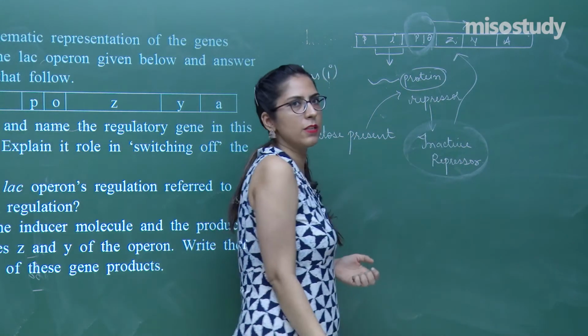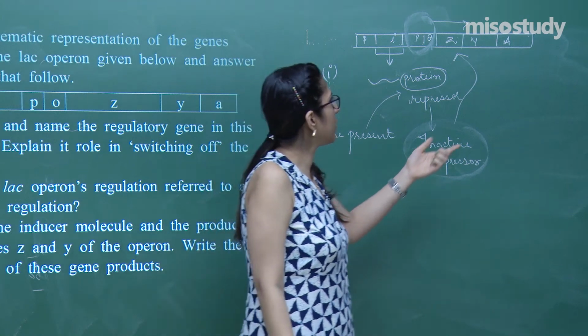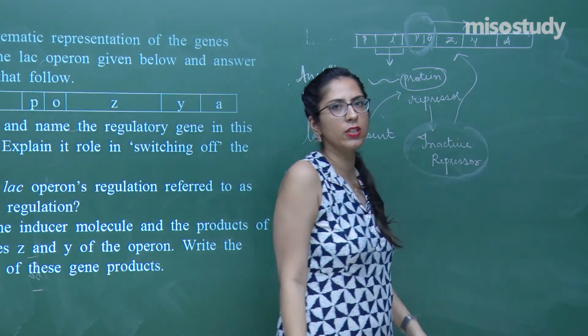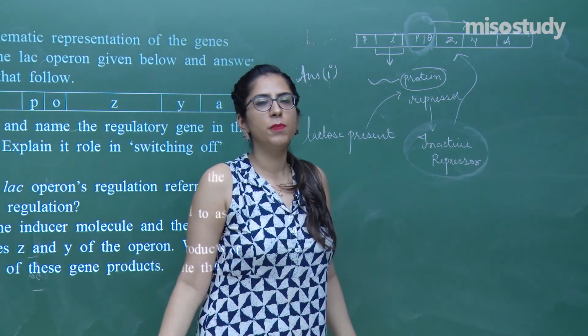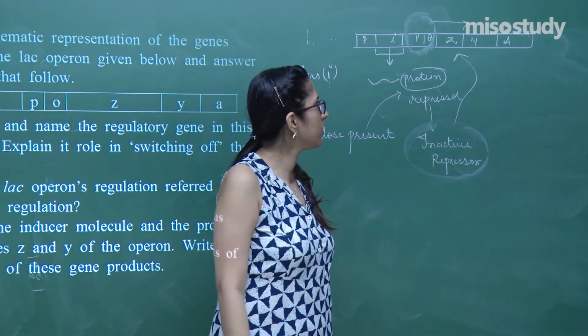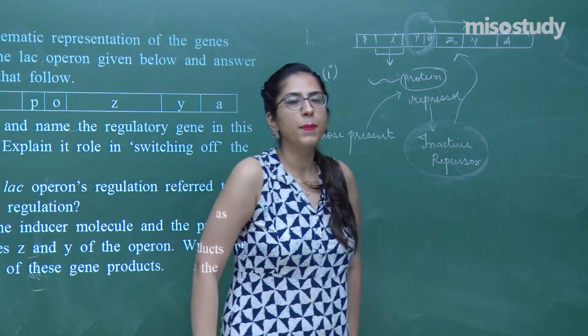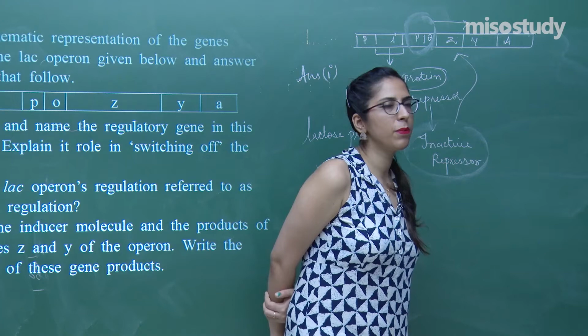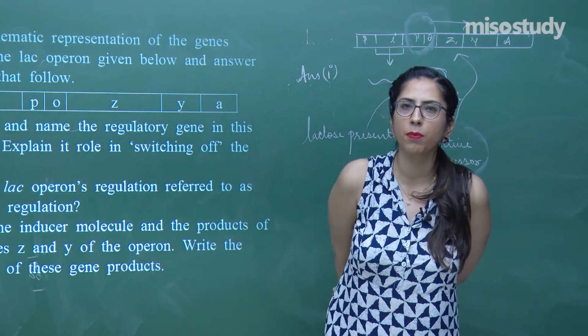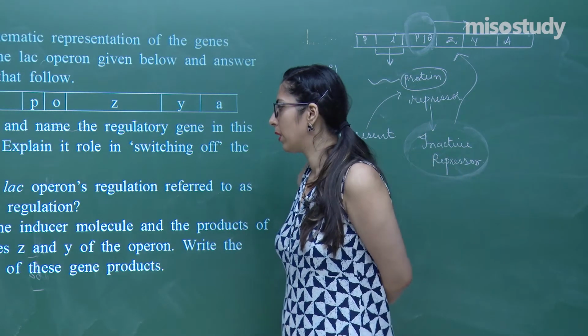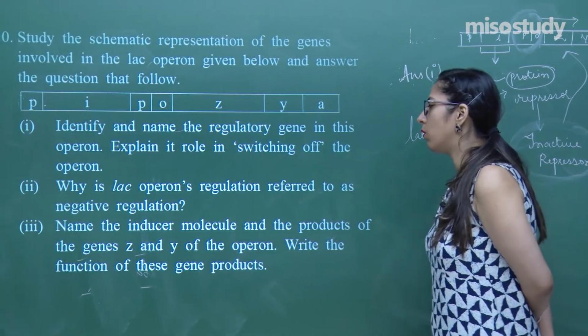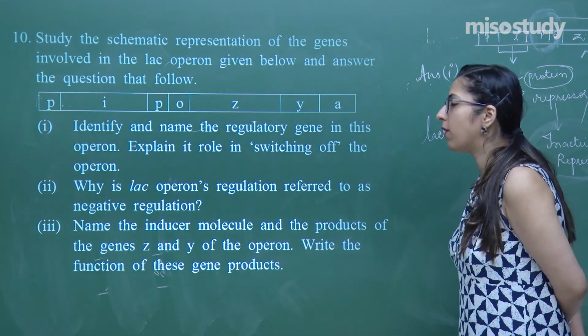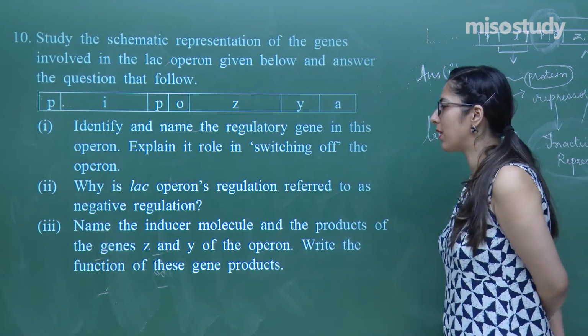When RNA polymerase moves in this direction, the transcription of these 3 genes will happen, and they will produce different enzymes. What are those enzymes? Z produces beta galactosidase, Y produces permease and A produces transacetylase.